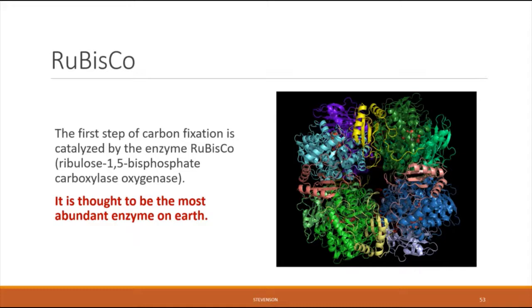Well, typically, the answer that people come up with is that there are a lot of plants on Earth, and this is an enzyme that is found in plants. And that is certainly true. There are a lot of plants on Earth, and that contributes to Rubisco being very abundant. But there's also another reason why Rubisco is the most abundant enzyme on Earth. Rubisco is actually a very inefficient enzyme.